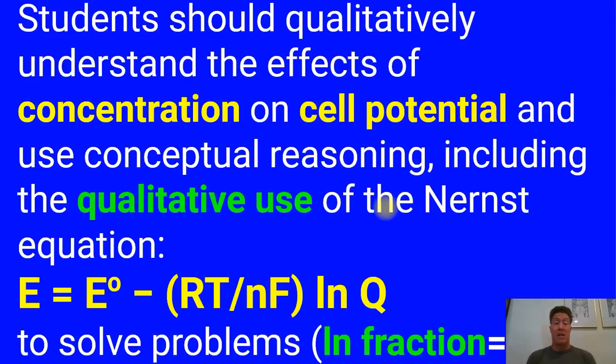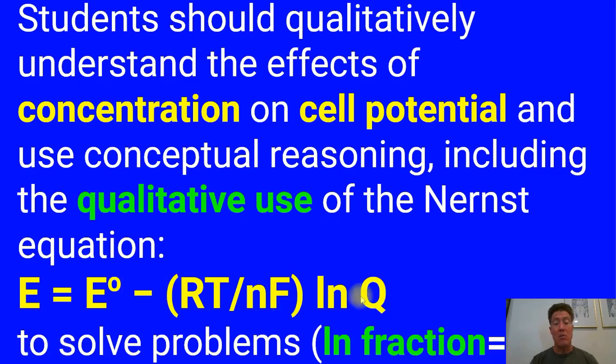So we can qualitatively understand the effects of concentration on cell potential using the Nernst equation. Now, you're not going to have to use the Nernst equation for a quantitative purpose, but you will be asked to make qualitative analyses. Basically, E cell at any given time, if it's not standard conditions, is going to be our standard voltage. So you have to be able to calculate the standard voltage. And then we're going to adjust it by this fudge factor.